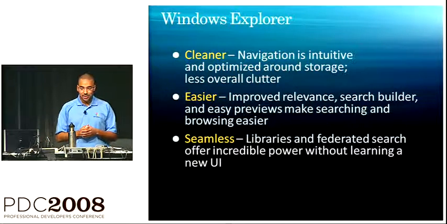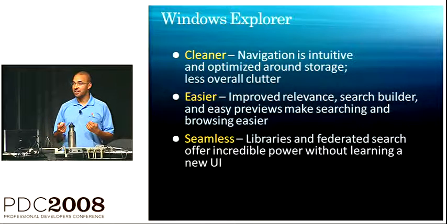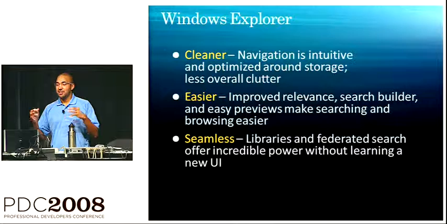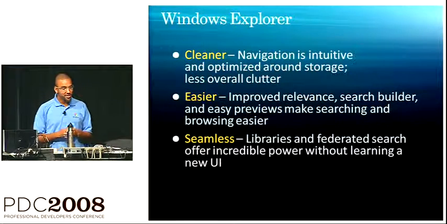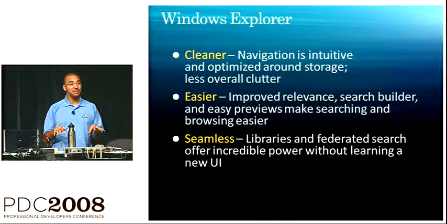And second, in Vista, we added a ton of power, but it was kind of buried, and it was hard for the everyday user to take advantage of it. So in Windows 7, we wanted to bring all of that technology to the masses and make it easier. And also, we made two big bets in big features, libraries and federated search. And we wanted to seamlessly integrate those into the experience so people didn't have to learn a whole new UI.